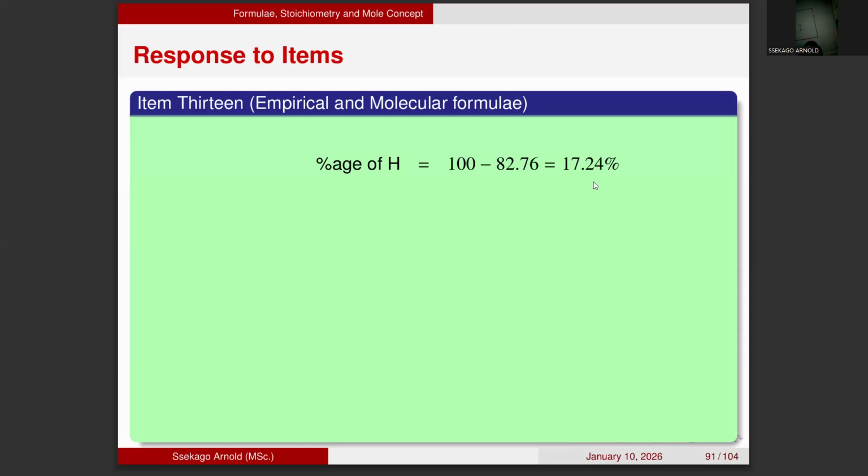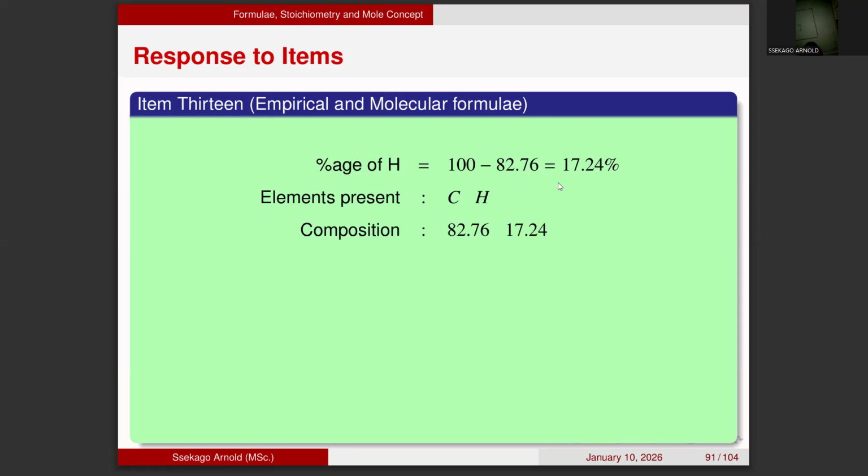So step 1 says that you write down the elements that make up the compound. Elements that make up the hydrocarbon are hydrogen and carbon. So we have carbon and hydrogen. Then step 2 says that you write down the percentage composition. So composition here for carbon is 82.76 and that of hydrogen 17.24. Next, we determine the number of moles. How do we determine the number of moles? We have seen in items 14 and 15 that to determine the number of moles, you divide by relative atomic masses. So here, relative atomic mass of carbon has been given as 12.